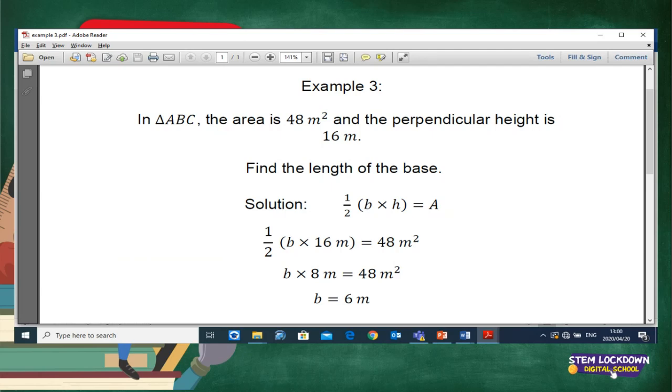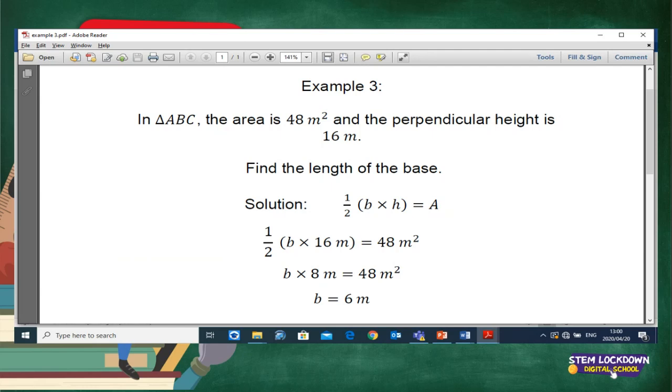So since they are not the same, one is a variable, another is a number, you can work with numbers. The half of 16 is 8, and now you've got 8b equal to 48. At this point you can divide both sides by 8. 48 divided by 8 gives you 6. If you divide square meters by just a meter there, you get a meter, meaning that your answer will be b is equal to 6 meters. That will be your answer there.